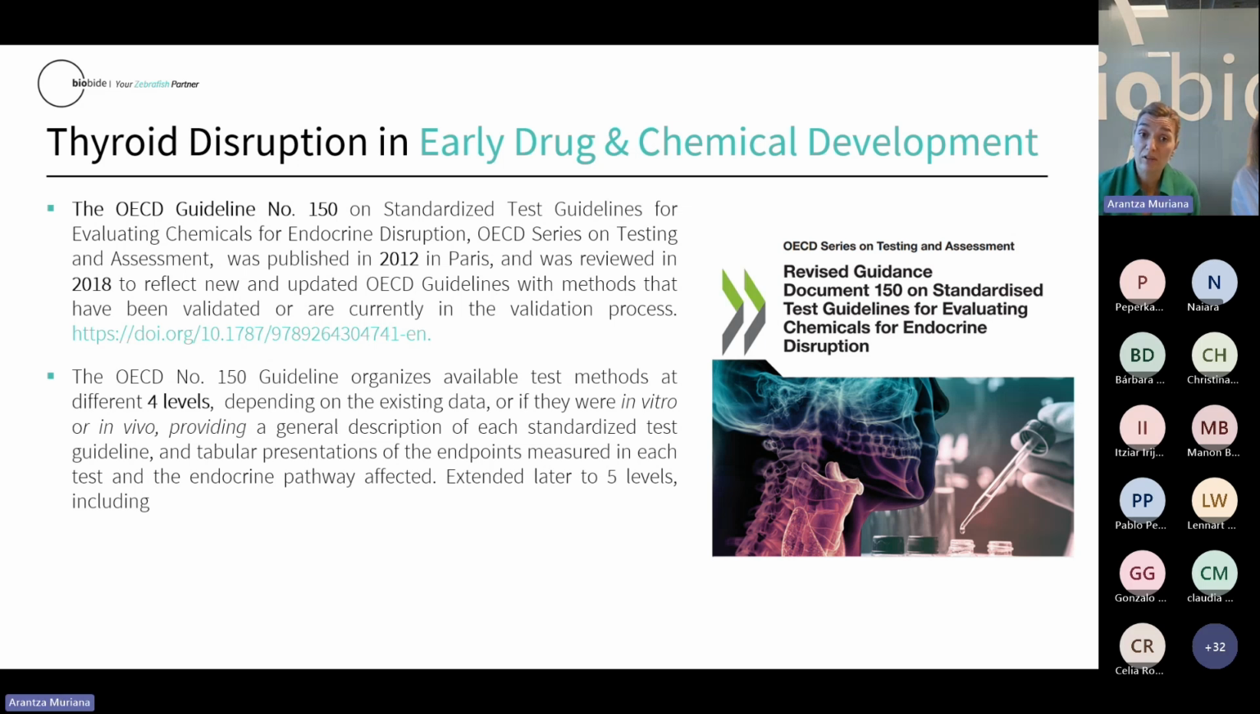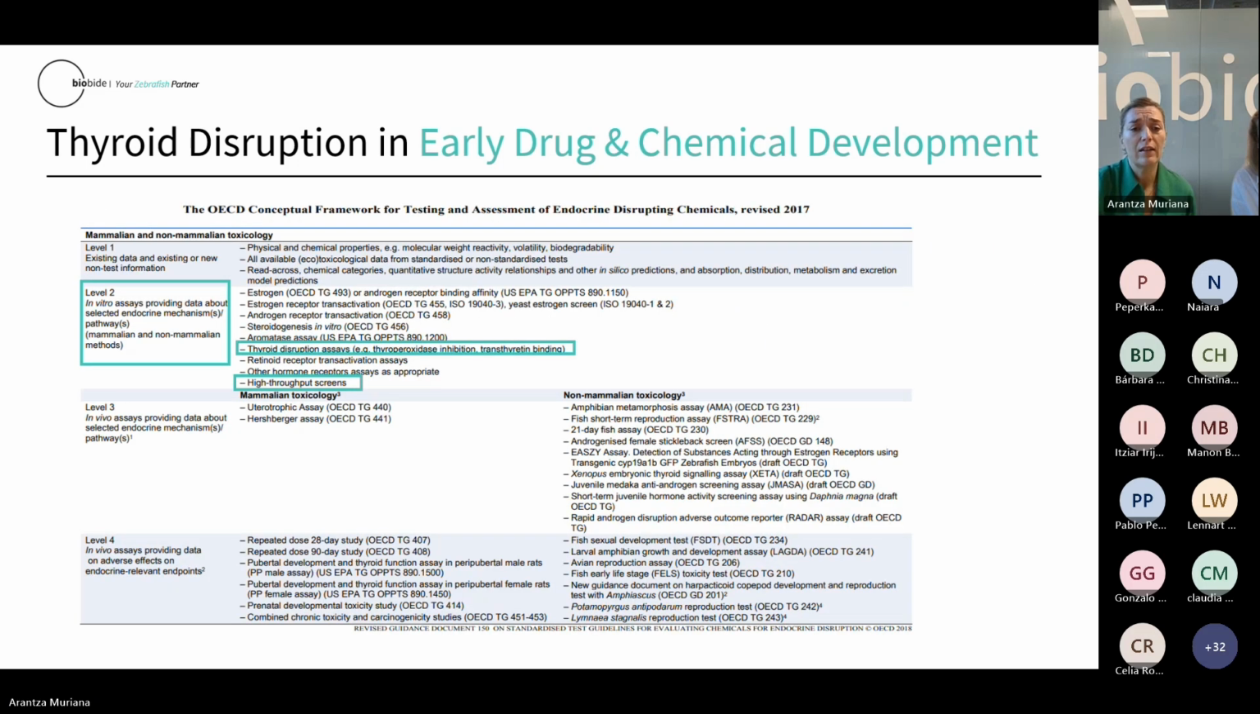And the recent review from 2018 even mentioned some validated or even in-validation process new tests, also based on new alternative methods such as zebrafish. And this extended review from 2018 also mentioned a 5th level, including the zebrafish. So this is why we want to show you how this OECD guideline includes different levels and somehow is trying to be modernized, reviewing the new ongoing alternative methodologies and updating it with new assays.